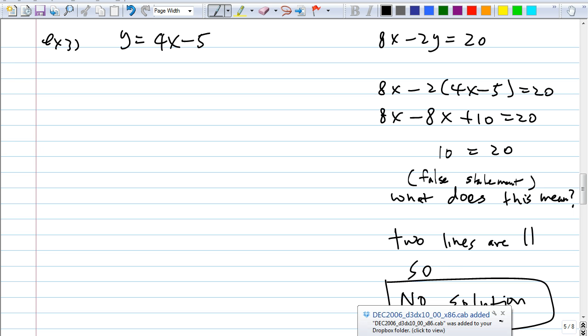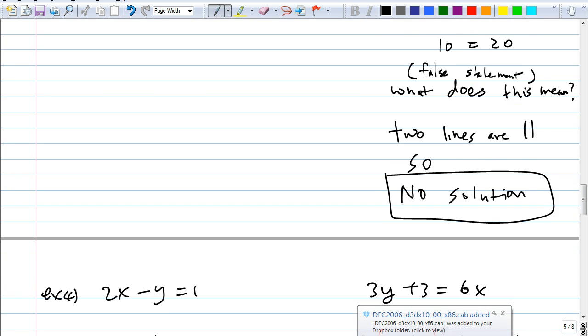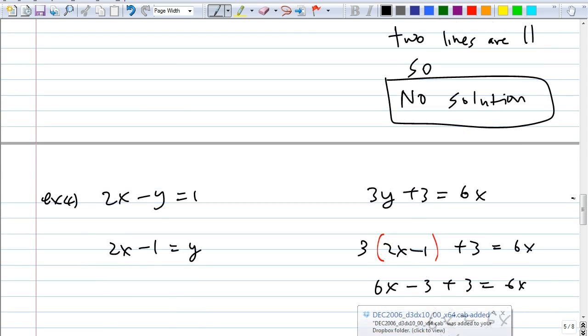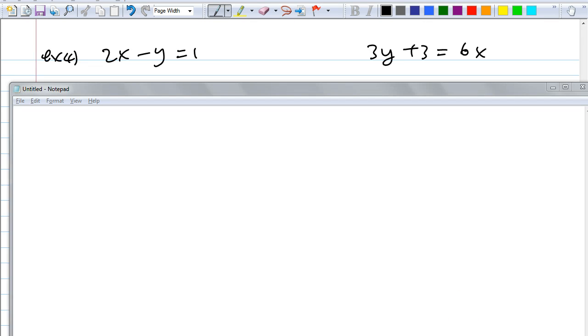this one right here. Example 4: 2x minus y equals 1, and 3y plus 3 equals 6x. Go ahead, everybody try. Let's first of all, which variable would you like to solve for? How about Harrison? Which one would you like to solve for?